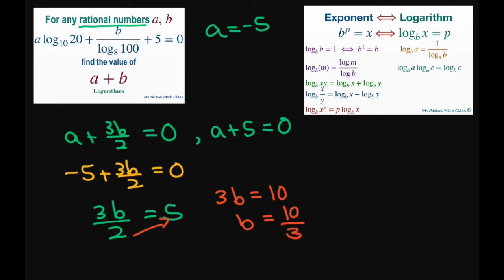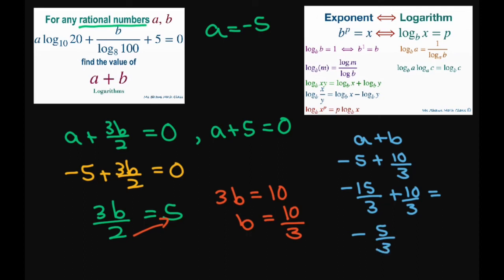And now all we have to do is add a plus b. So that's going to be negative 5 plus 10 divided by 3. So this is going to be negative 15 divided by 3 plus 10 divided by 3. And this is going to give you negative 5 divided by 3 is the value of a plus b. And that is your final answer.